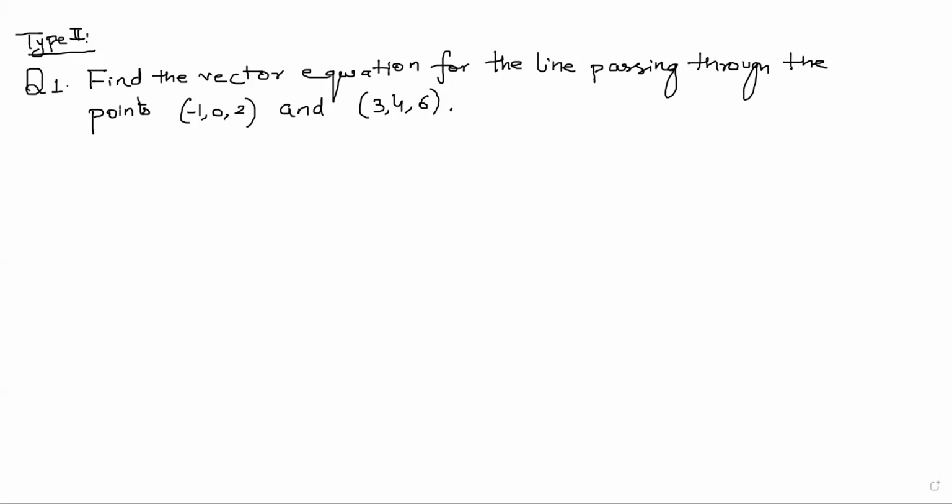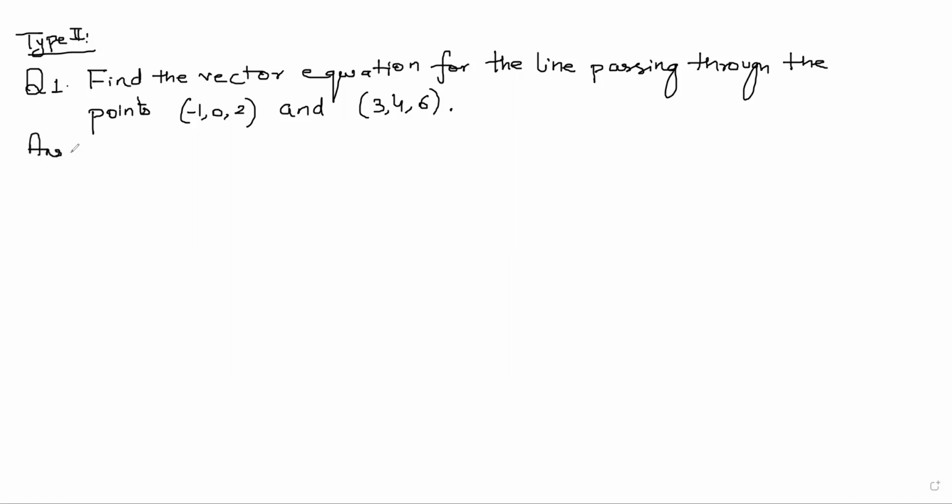Atif, we have just started this question. Last week we started type 2. Please try to solve this question. It is based on type 2. Okay, sir. So I'm getting minus i plus 2k plus lambda 3i plus 4j plus 6k.